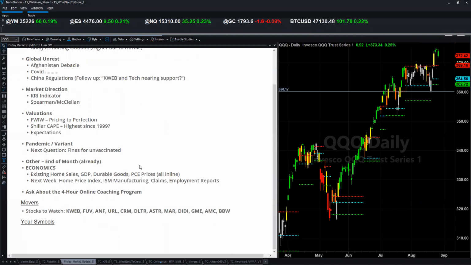Valuations for what it's worth, pricing to perfection right now, as we talked about with earnings. Schiller CAPE, the highest since 1999 or so. That is the 10-year average PE ratio of the S&P 500, the highest since 1999. Expectations are very lofty. And really, I think markets are priced to perfection.